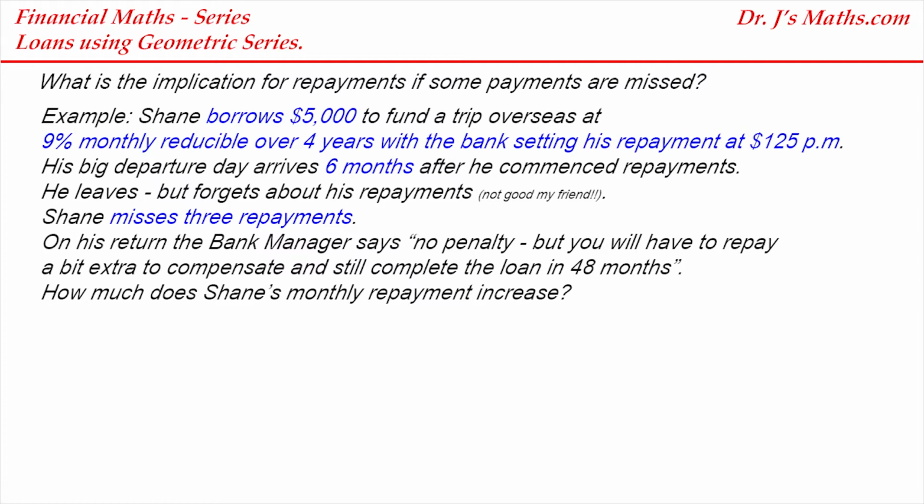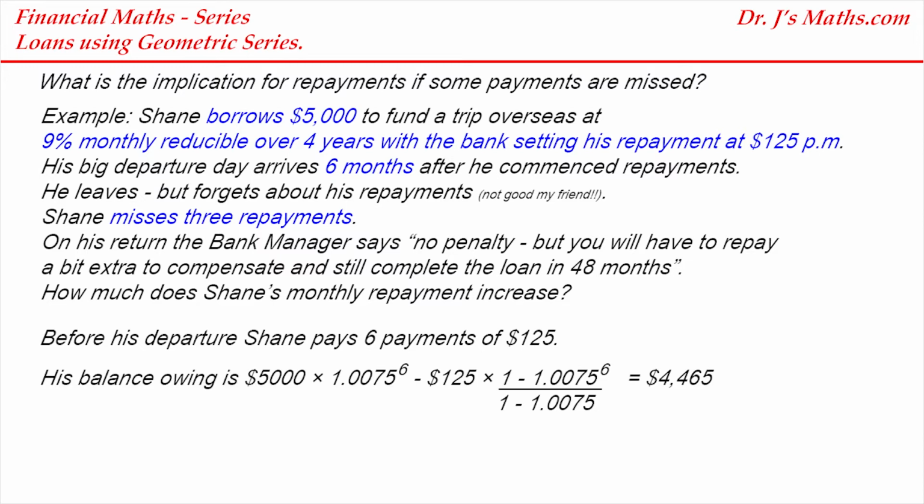On his return, the bank manager said, "Okay, Shane, no penalty, but you will have to repay a bit extra to compensate and still complete the loan in 48 months. How much does Shane's monthly repayment increase?" Well, before his departure, Shane paid 6 payments of $125. So the balance owing at the end of 6 months is just calculated in the normal way. Put it in your calculator, and it's $4,465 because we're just using the 6 months.